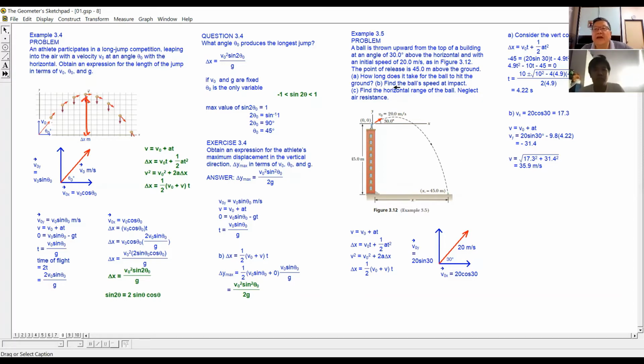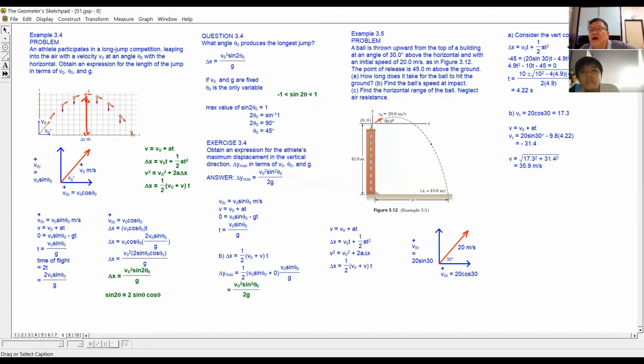Another thing is, how long does it take for the ball to hit the ground? When it hits the ground, again, the condition is negative 45 meters. Now, negative 45 meters is the vertical component, so we are going to apply the vertical component here. All right, so this is the solution. We consider the vertical component.